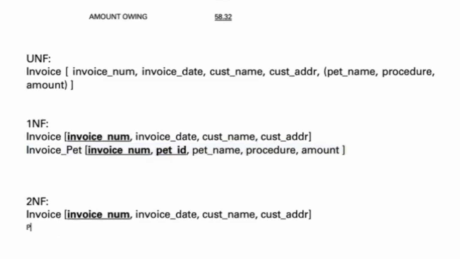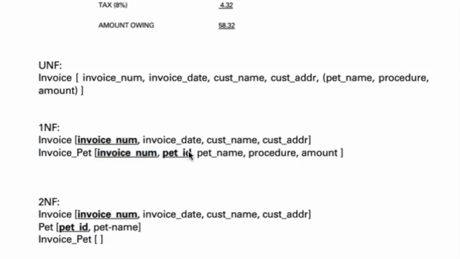So we'll have a pet table where we will only have the pet ID and the pet name. And the pet ID will be the primary key there. And then we will have an invoice pet table where we will use the invoice number and the pet ID, their combination, and we will use the procedure and the amount.